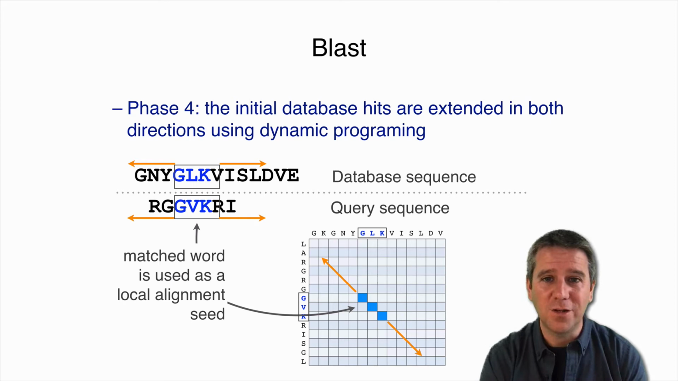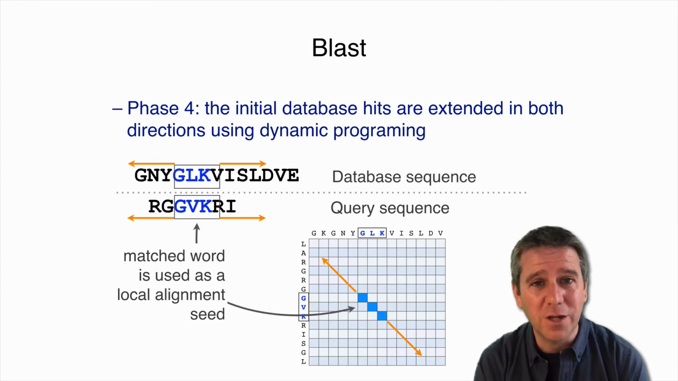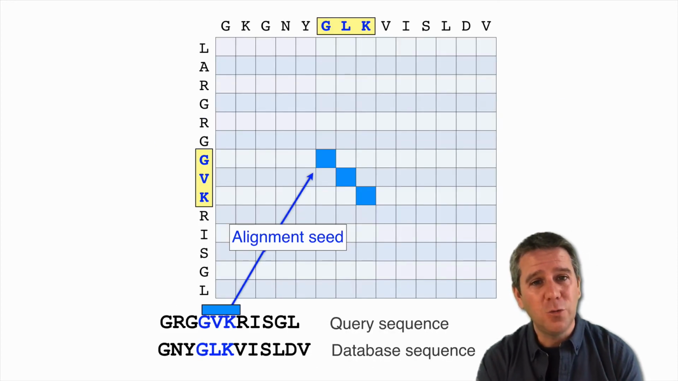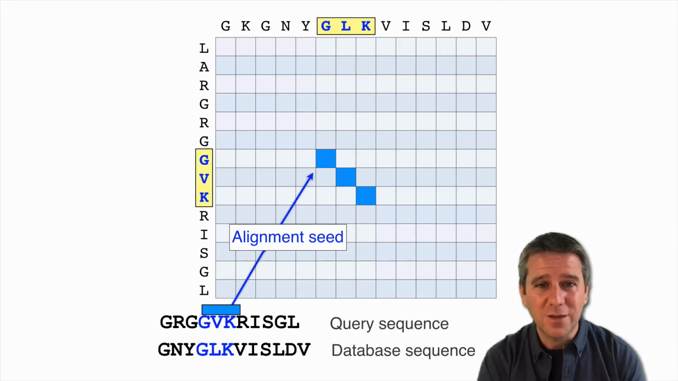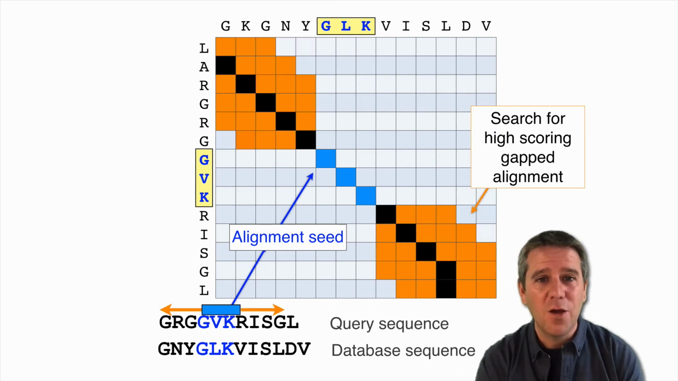In effect, it looks a little bit like this. We're going to extend this seed in both directions using good old dynamic programming that we've talked about. So zooming in here, we're going to look at the seed. This is our query sequence and our database sequence, and then we're going to extend through the matrix in these regions. We're going to focus on these subregions. Again, we're going to save time here because we don't have to consider these other regions.